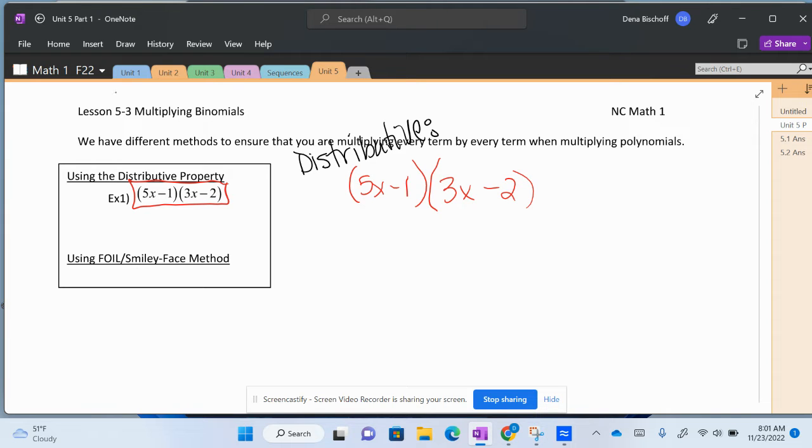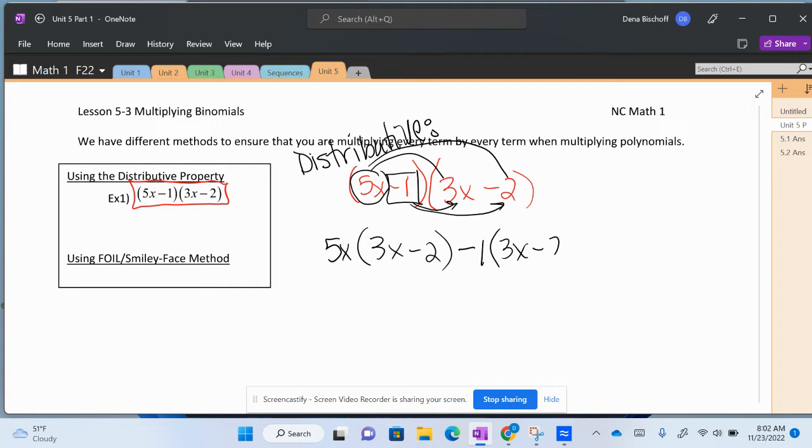So let's see. When I distribute, I know I take the number outside the parenthesis and multiply it by each term inside the parenthesis. So 5x times the quantity 3x minus 2. That's what that looks like. But I have two terms on the front, right? So then I also have to take negative 1 times 3x minus 2. So this is what the distributive method looks like. You break apart that first parenthesis and you multiply each term by the second parenthesis.